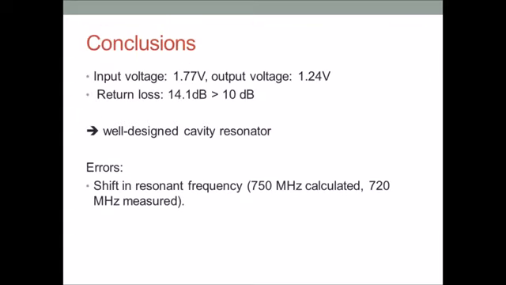To conclude, the cavity resonator works properly with the required return loss and acceptable loss at the output. The errors, such as the shift in the resonance frequency, are mostly due to the non-perfect structure of this cavity resonator. The walls were just covered with the conducting material, not made of it. Also, it was crucial but hard to keep the antenna stable, so this might have affected the measurements.